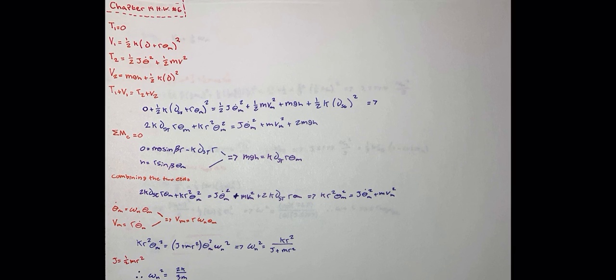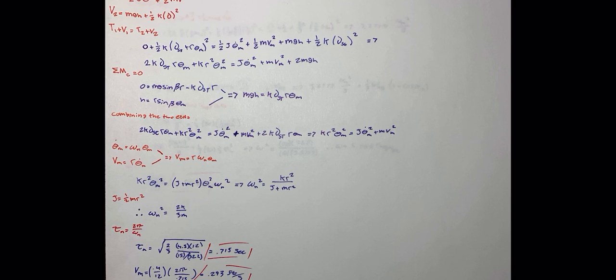Now, we can keep that for later and take the moment about C, which is equal to 0. And so we'll get these two equations from that. Well, we get that first equation, but we know that the height is equal to R sine beta times theta M. So we can combine those two and get MGH is equal to K delta R theta. Then combining that with the equation above, we get what simplifies out to be K R squared theta squared is equal to J theta dot squared plus MV squared.